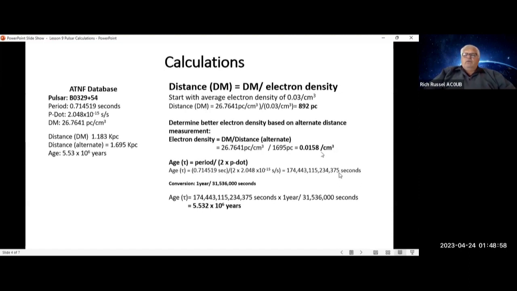is 1 year is equal to 31,536,000 seconds. So the age, if you divide the big number by that conversion factor, is 5.532 times 10 to the 6th years. So now you successfully determined distance, electron density, and age of a pulsar using data from the database.